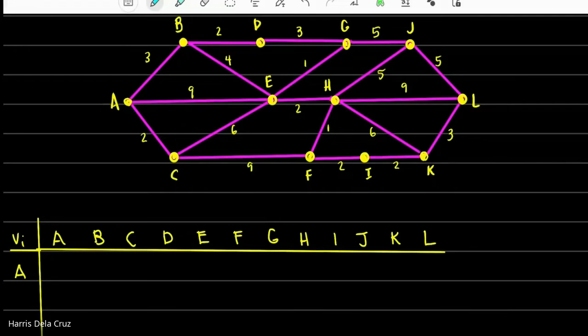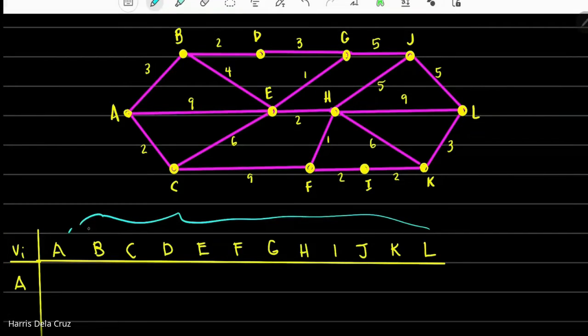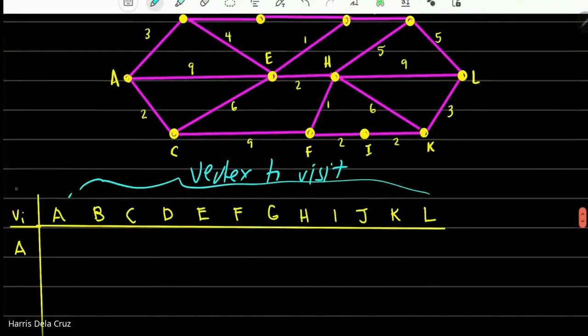Okay, so ganito yung nangyayari. So again, you start with your initial vertex. So our initial vertex is A. So always, the initial vertex, so ito yung mga vertex to visit. Vertex to visit. Tapos, itong mga nandito, yung mga visited. Yung na-visit na natin. So, pag visited na siya, hindi mo na siya babalikan.